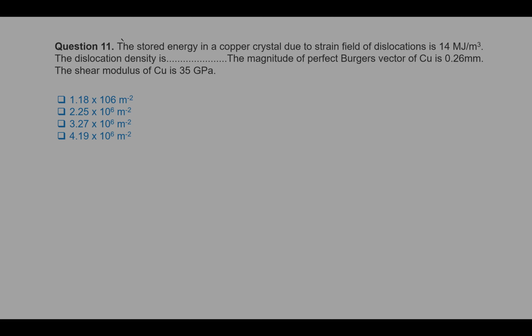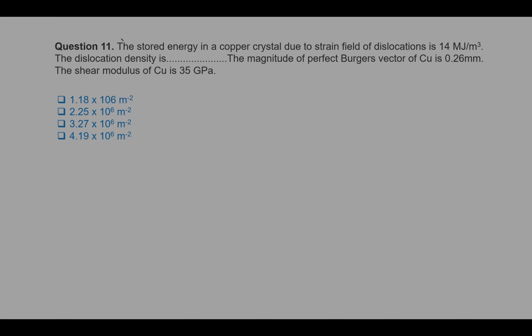Okay. So question number 11. The stored energy in a copper crystal due to strain field of dislocations is 14 megajoule per meter cube. The dislocation density is the magnitude of perfect Burgers vector of copper is 0.26 mm and the shear modulus of copper is 35 GPa, gigapascal.